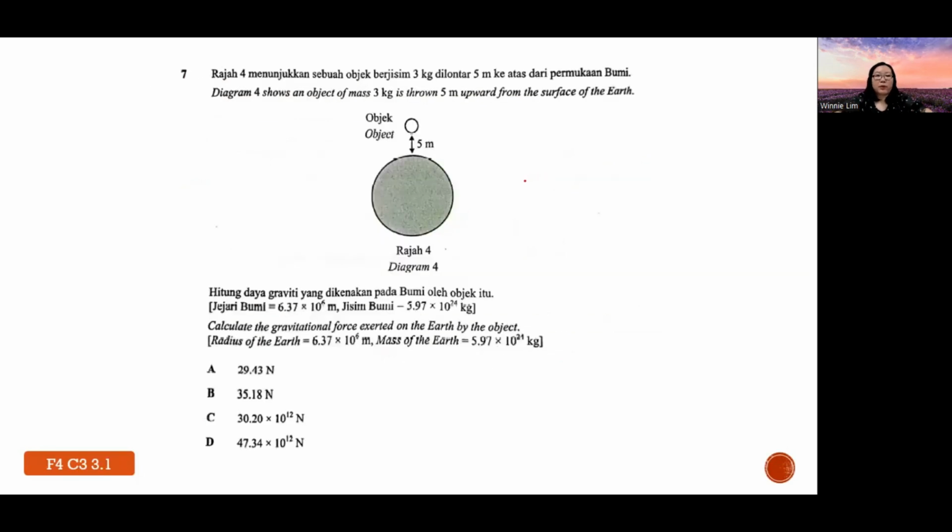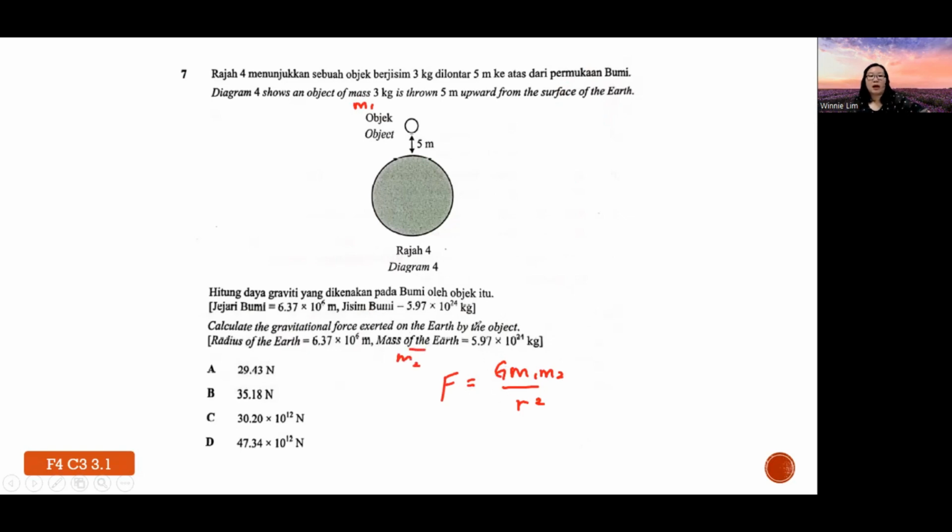Number 7. Diagram 4 shows an object of mass 3 kg thrown 5 meters upward from the surface of the Earth. Calculate the gravitational force exerted on the Earth by the object. This question is from Form 4 Chapter 2 Gravitation. So you are finding the universal gravitational force, where the formula is F equals G m1 m2 over r squared, where m1 is the mass of the object, and then you have the mass of the Earth, m2.